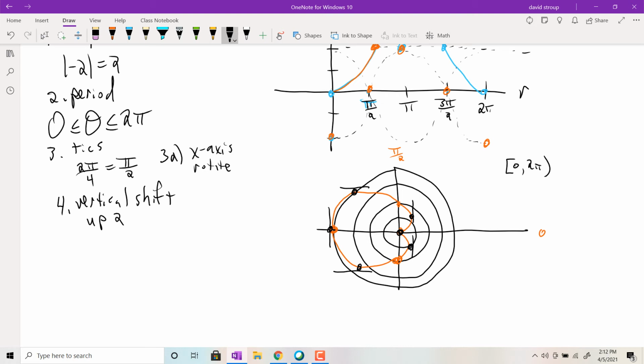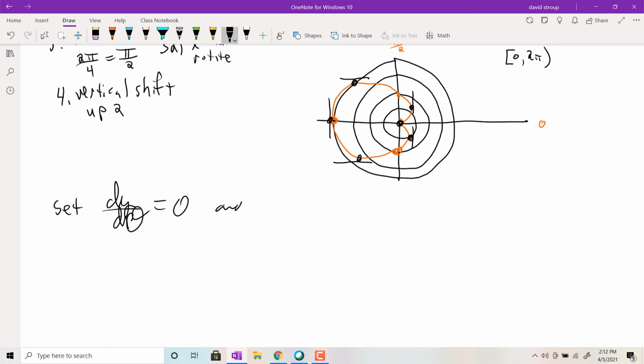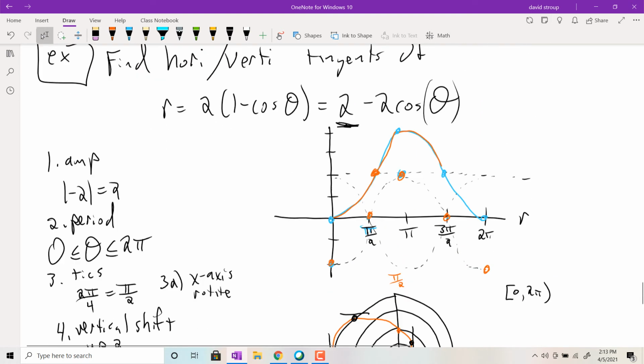So dx with respect to theta and dy with respect to theta will both be 0 at 0. Okay, so anyways, let's dive in here then and get those points kind of analytically. What we need to do is set the derivative of y with respect to theta equal to 0, and the derivative of x with respect to theta equal to 0. Okay, so let's get those formulas.